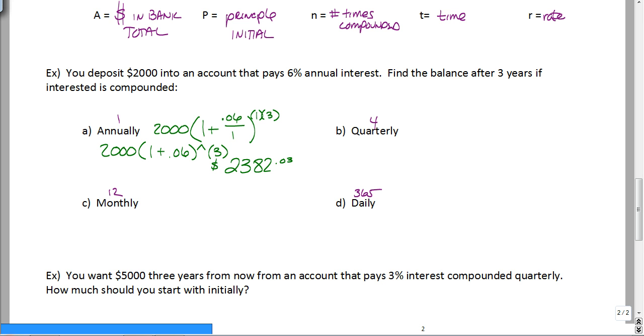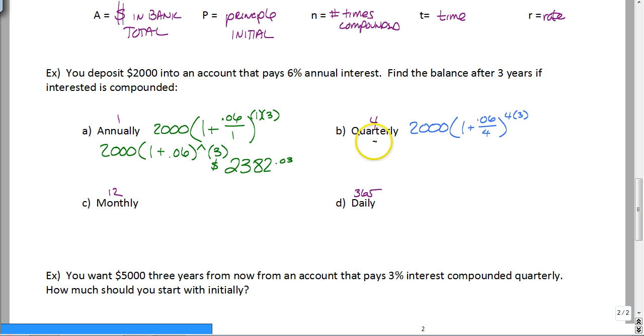$2,382.03. So if you can find a bank that has an interest rate of 6%, that would be amazing for your bank account. But what's going to happen if it's quarterly? Well, you still set it up the same way, except the only difference is once you get to the end position, you're going to put a 4 because it's going to happen 4 times per year.